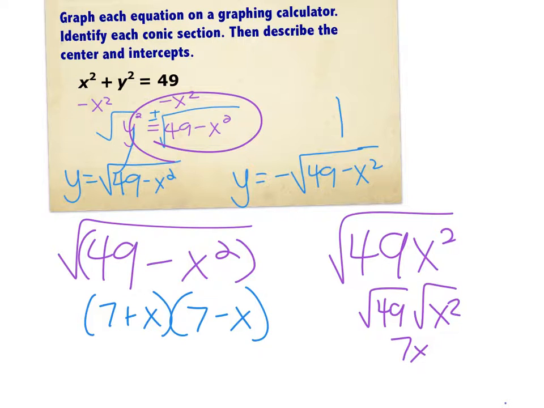Okay. If you ended up with 49 minus 14x plus x squared, that would break down to be 7 minus x and 7 minus x. That's the perfect square, right? But that's not happening here. These are not the same, so it can't be reduced.